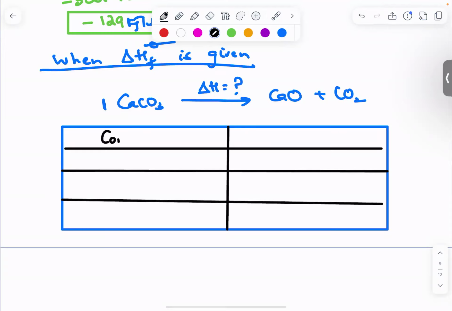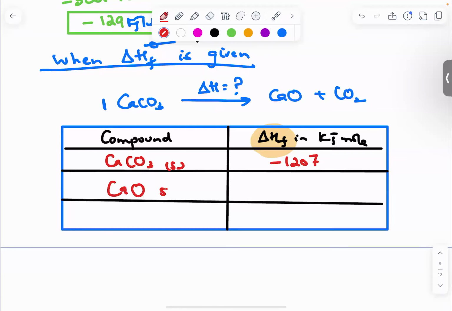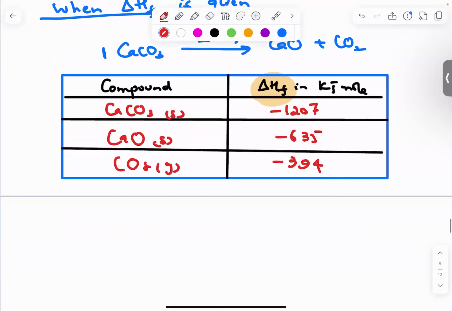So compound and delta HF in kilojoule per mole. Let me highlight this. This is delta HF. Now, let me write down the values. Calcium carbonate, solid, given minus 1207. Calcium oxide, solid, minus 635. Carbon dioxide, gas, minus 394. These are the values given to us, right?